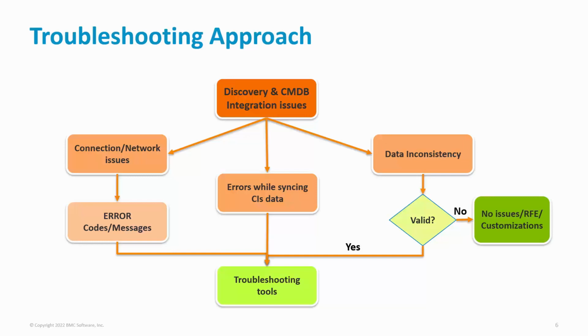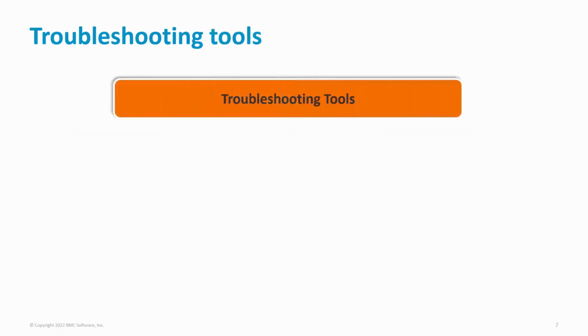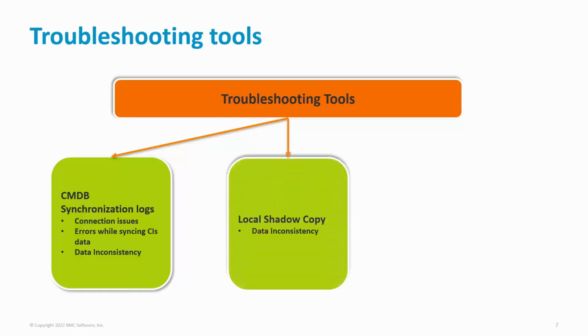So let's talk about what troubleshooting tools we have available. To troubleshoot Discovery to CMDB integration related issues, we have three types of tools available. The first one is CMDB synchronization logs, which we can use to troubleshoot all three types of issues, that is connection network related issues, errors while syncing the CIs, as well as data inconsistency. The second tool is the local shadow copy, which is mainly used when you are troubleshooting data inconsistency related issues.